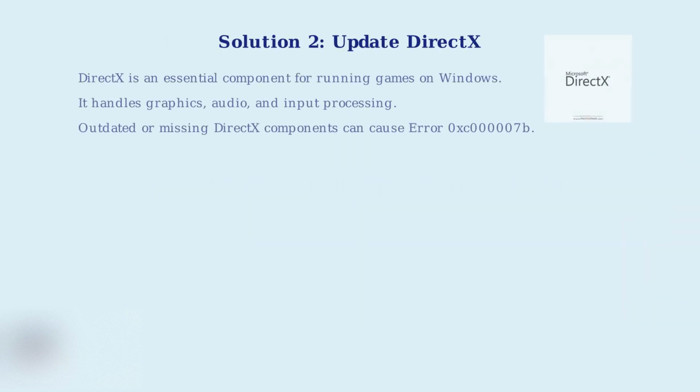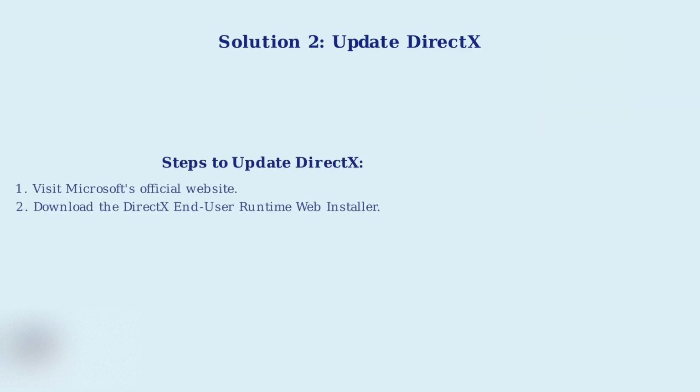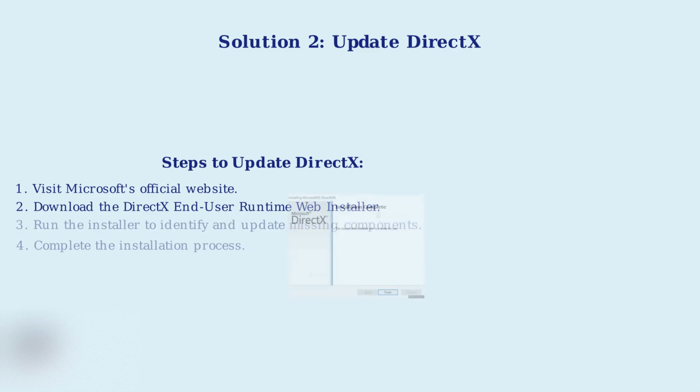DirectX is another essential component for running games on Windows. It handles graphics, audio, and input processing, and outdated or missing components can cause the 0xc000007b error. To update DirectX, follow these steps. First, visit Microsoft's official website to download the DirectX End-User Runtime Web Installer. This tool will scan your system and update any missing or outdated DirectX components. Run the installer to identify and update the components, then complete the installation.